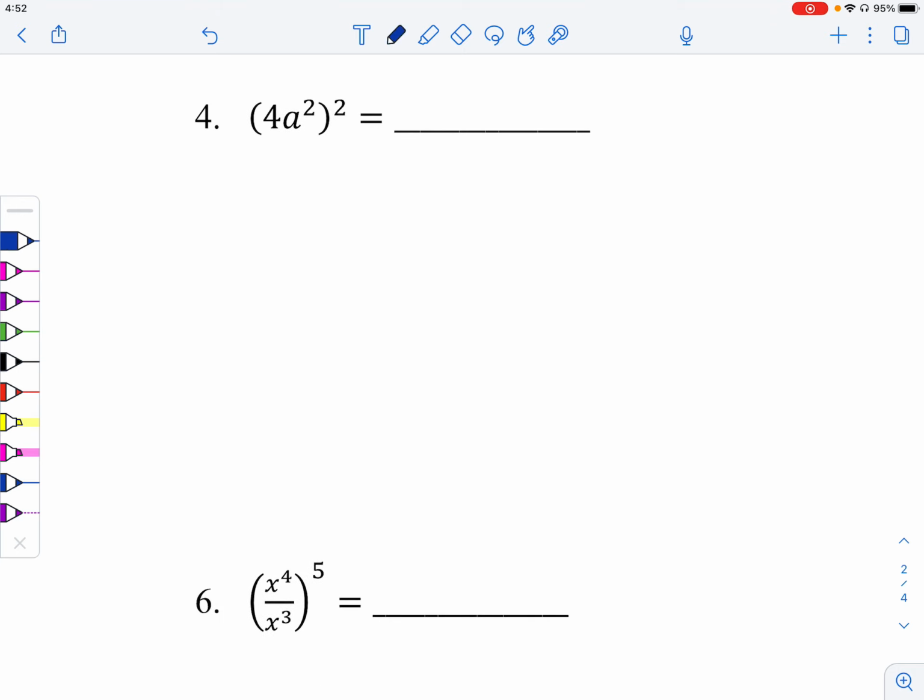It'll always be correct. Okay, this one, you have 4a squared twice now. All right, so 4a squared times 4a squared. You have it 2 times, right? Because it's squared here.